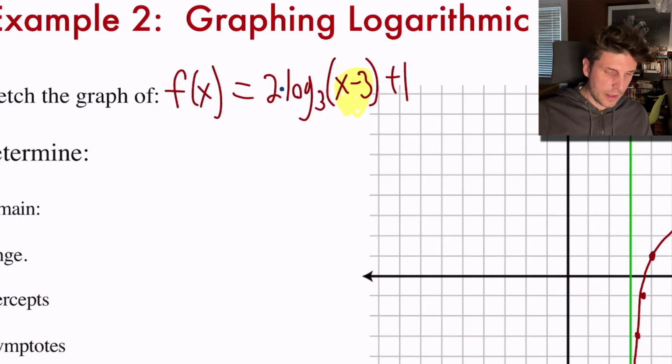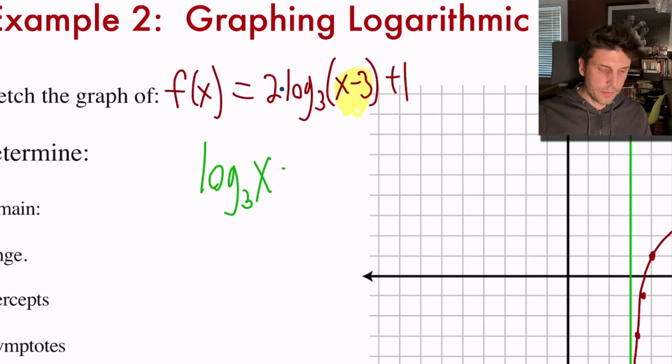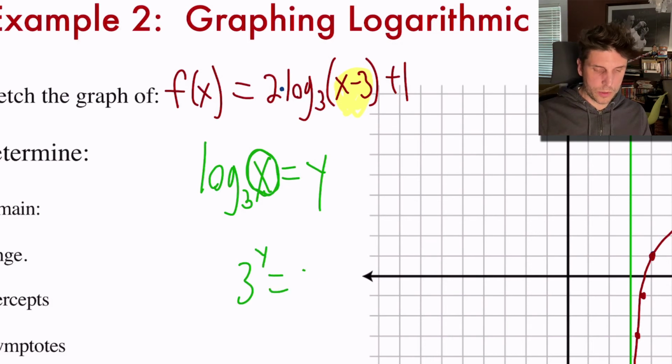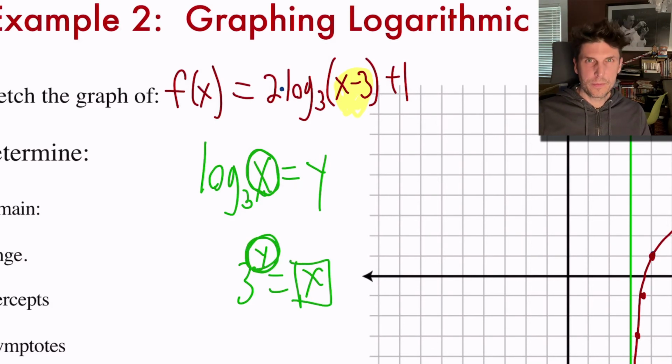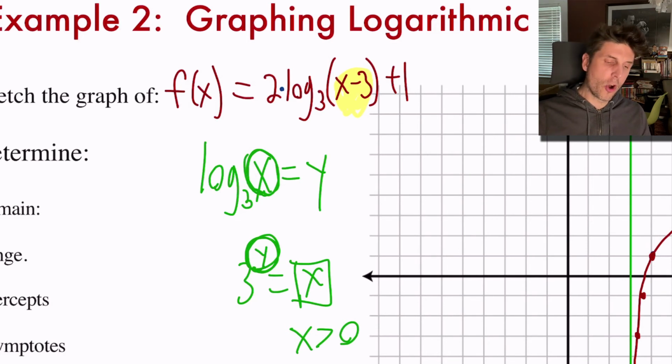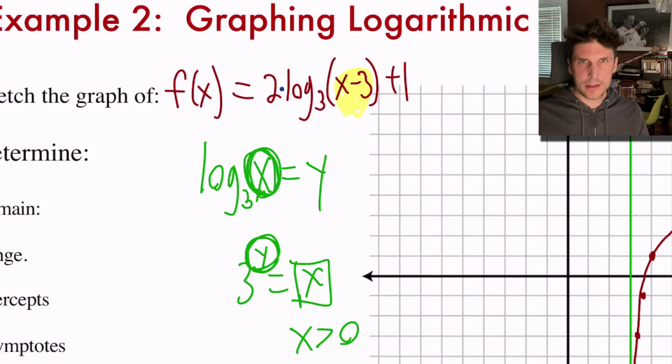Okay, so again, the parent function log base 3 of x equals y. If you think about it, this cannot be negative, because the other way to write this is 3 to the what power equals x. So I can't raise 3 to any power and have it become 0 or a negative number, right? So x would have to be greater than 0. And that's why the domain for all log functions is strictly x is greater than 0.